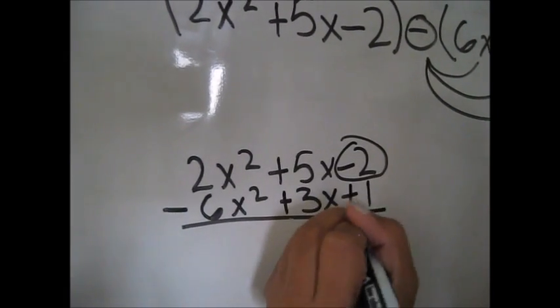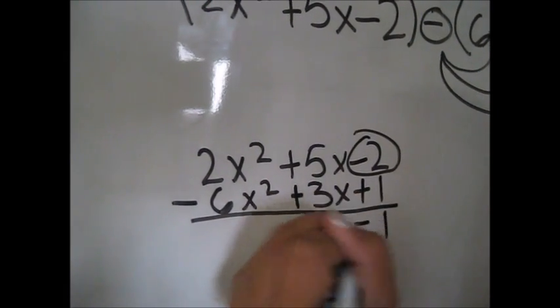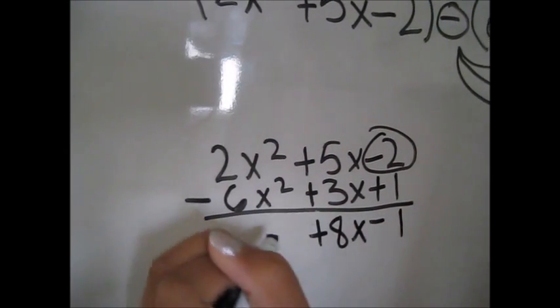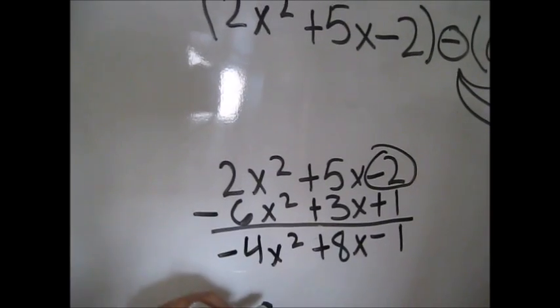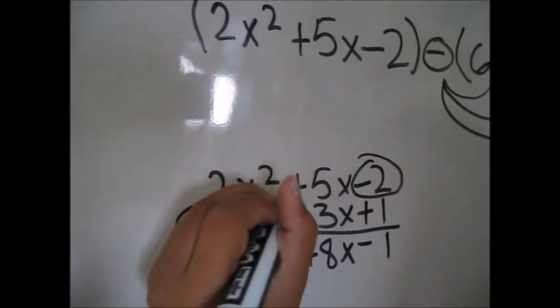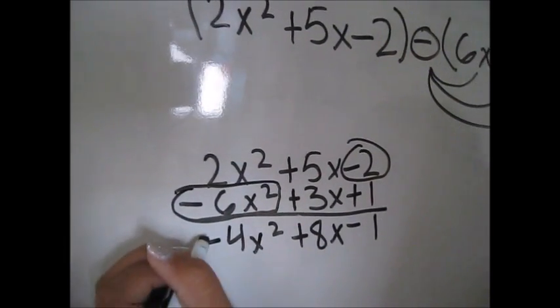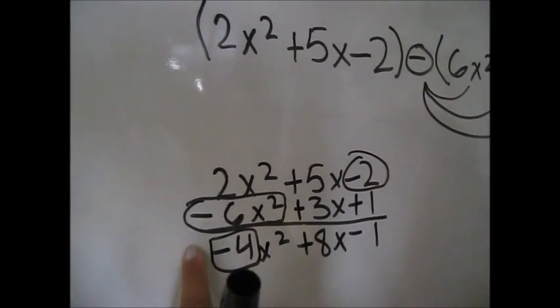We're going to add the 1 to the negative 2, becomes a negative 1. The 5x plus 3x equals positive 8x. 2x squared minus 6x squared equals negative 4x squared. Don't forget to take the sign of the bigger number.